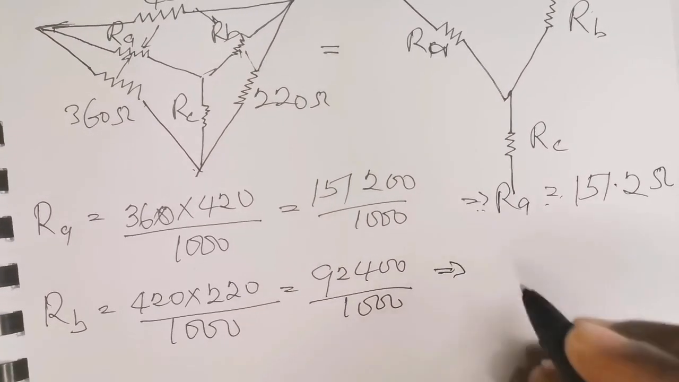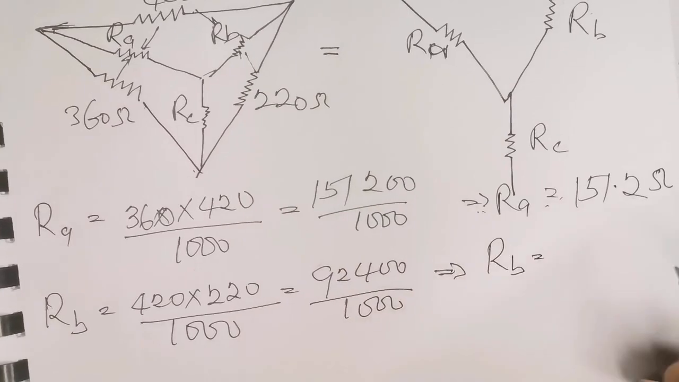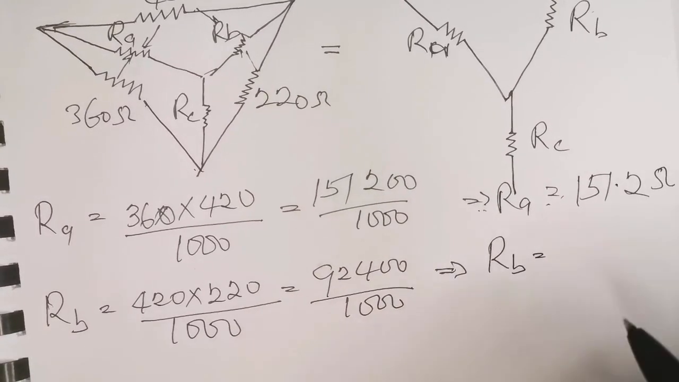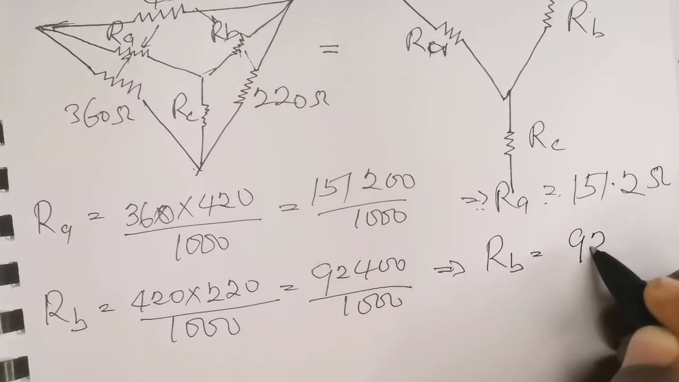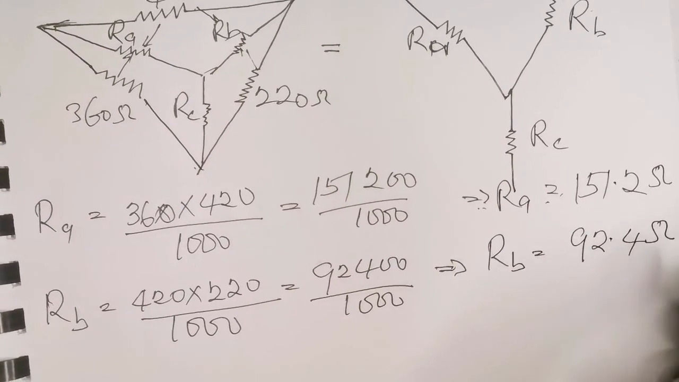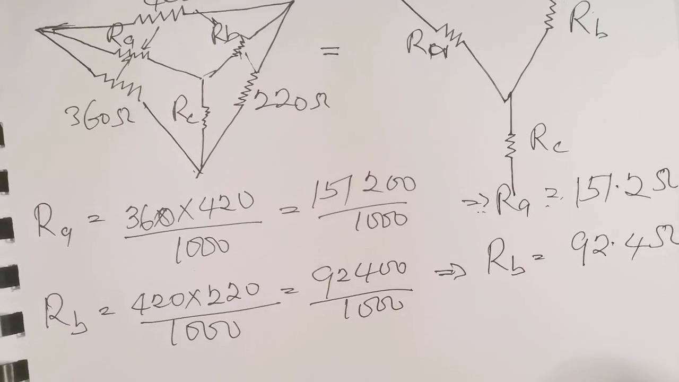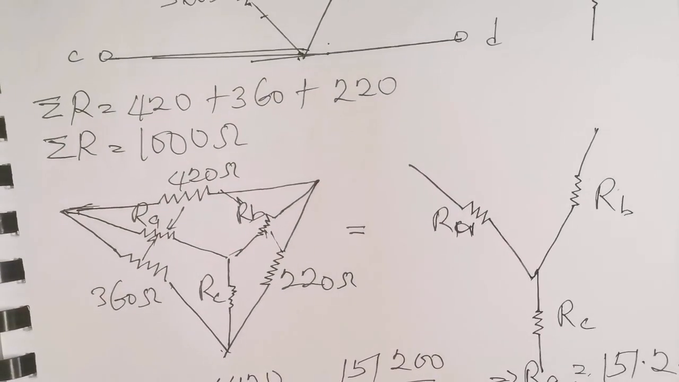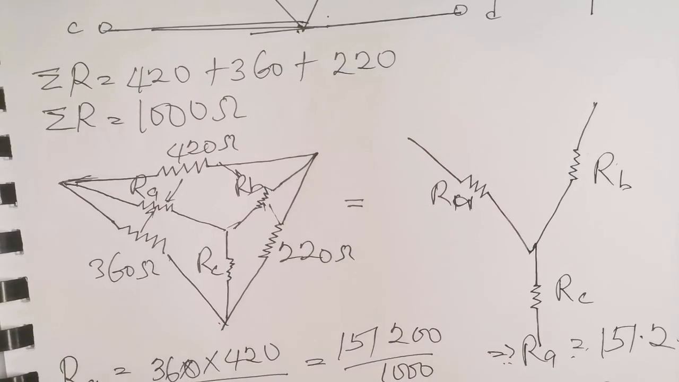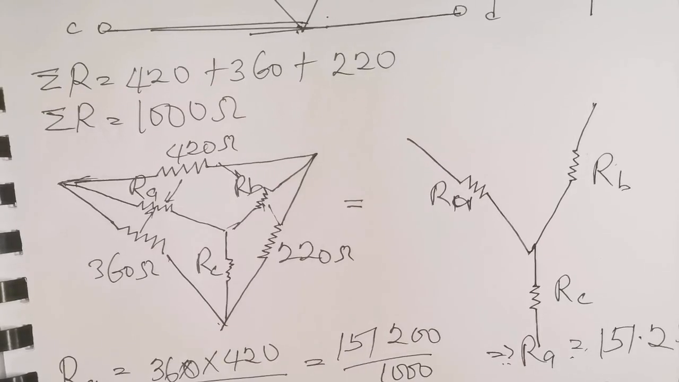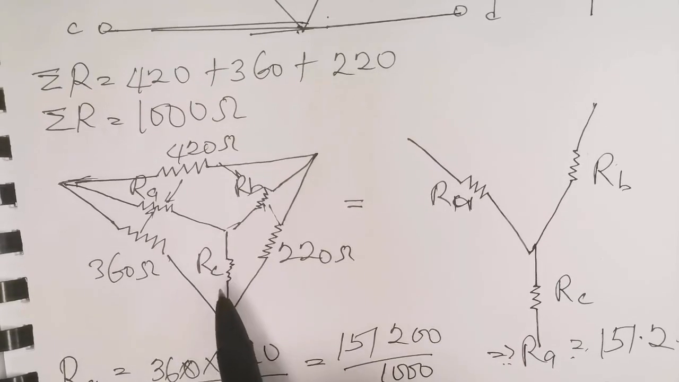So this simply implies that RB is equal to, if you divide it by 1000, 92.4 ohms. And finally, to find RC, let's fall back to the diagram. Now also find the two resistors where RC lies. So this is my RC.